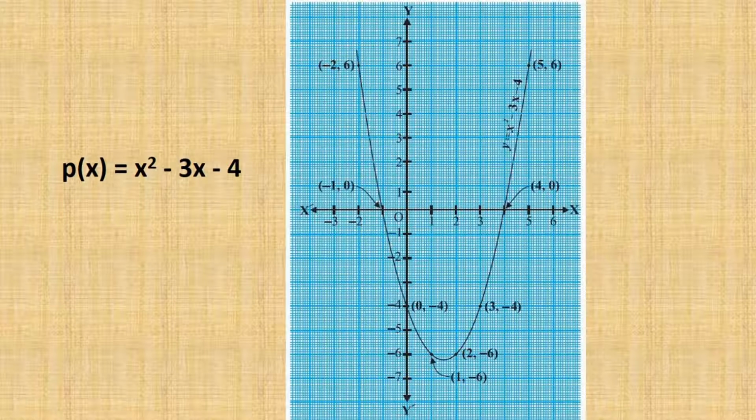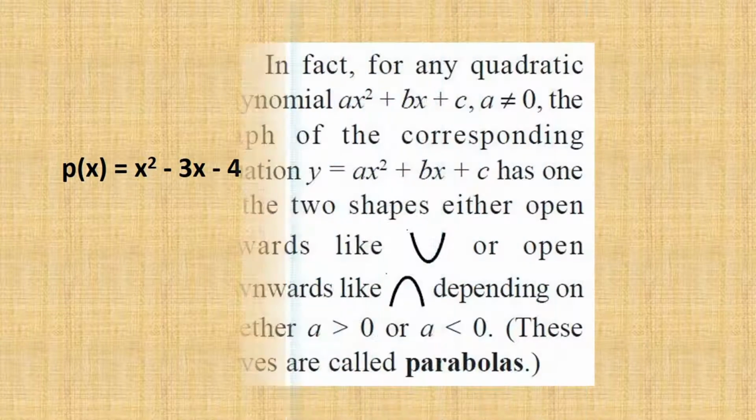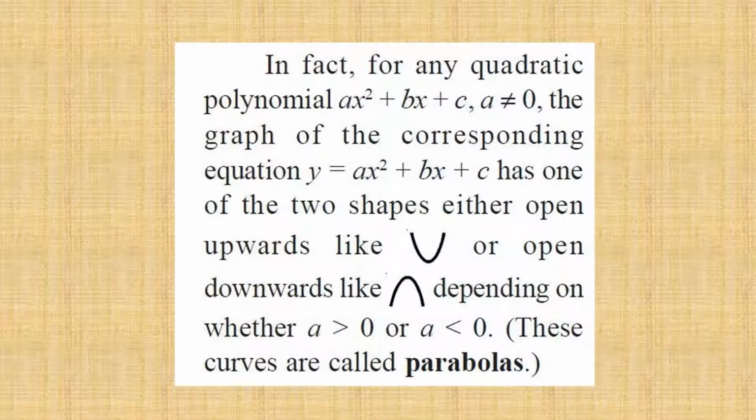The graph always looks like this shape, but the bottom corner of the graph may be above the x-axis, and sometimes it may be the other way. We'll see that. Before that, one more thing. This is also taken from the textbook. For a second degree polynomial, the shape of the graph looks like this or this. This shape is called the parabola.